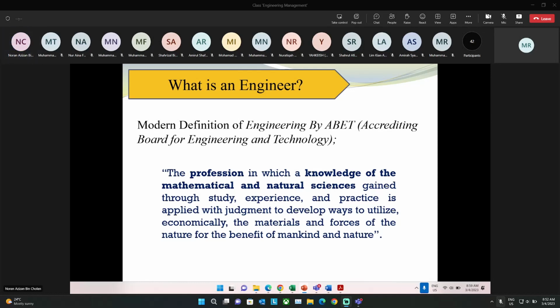So again, a knowledge of the mathematical and natural sciences. This knowledge is important, at least the surface, not in depth. But if you can know in depth, that's better. But usually we don't have much time lah. So unless there is a condition where we need to know in depth about the science or about the mathematics. But usually for an engineer, the keyword is apply.